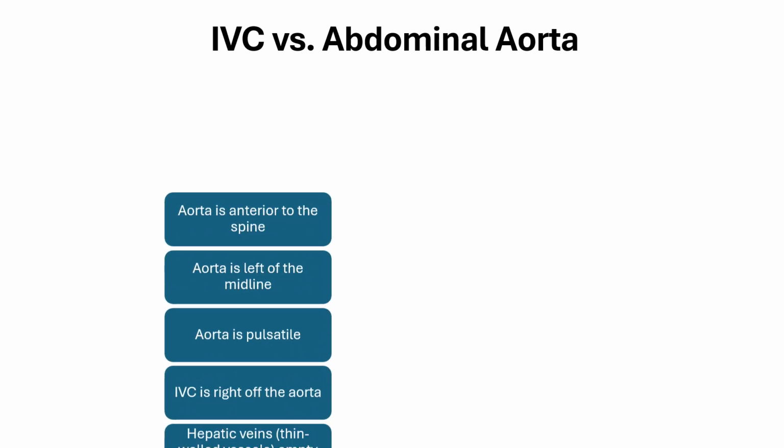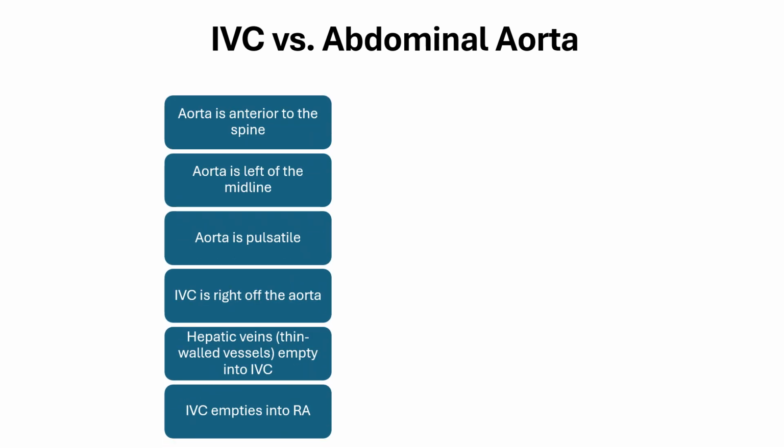So let's review how the inferior vena cava appears on ultrasound in comparison to the abdominal aorta. I find that it is often an area of confusion. So the aorta, in comparison to the IVC, is anterior to the spine and to the left of the spine. The aorta is a pulsatile vessel. Hepatic veins, which are thin-walled vessels, empty into the IVC. And the IVC, in turn, empties into the right atrium.